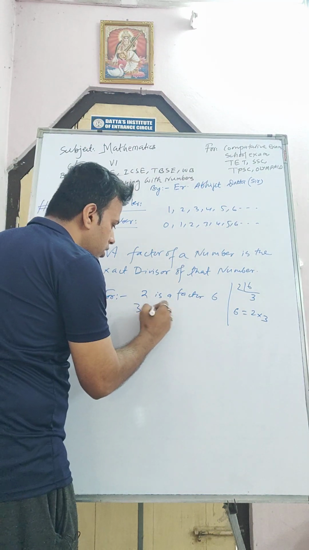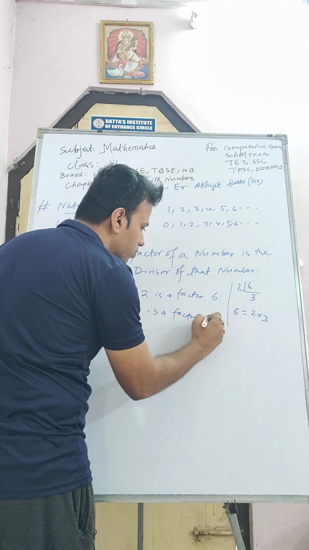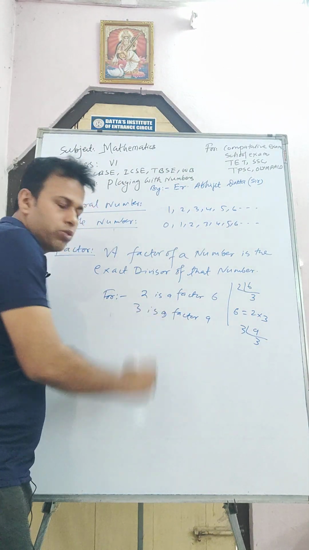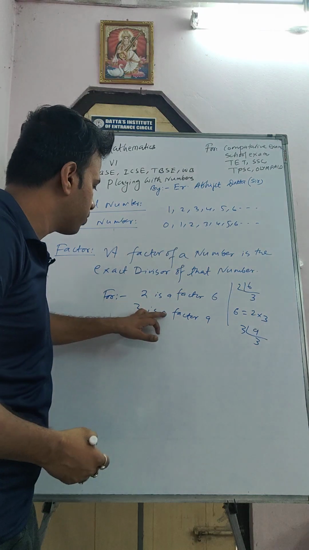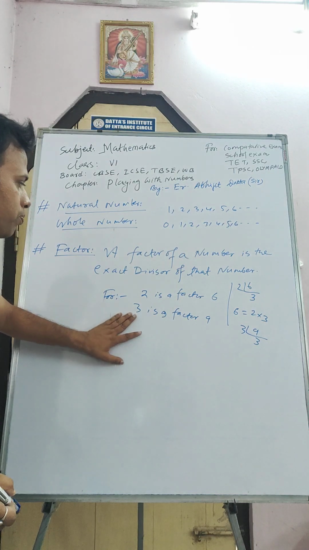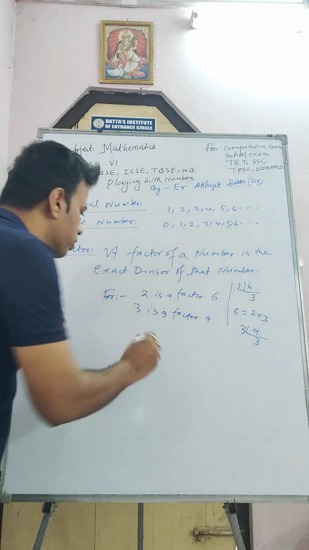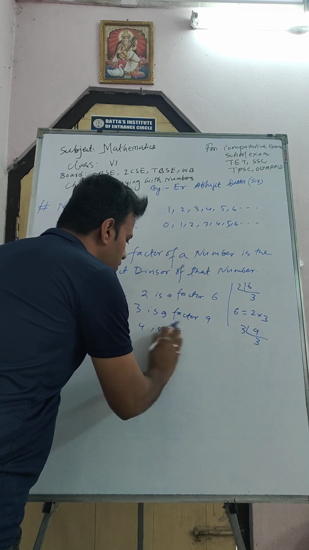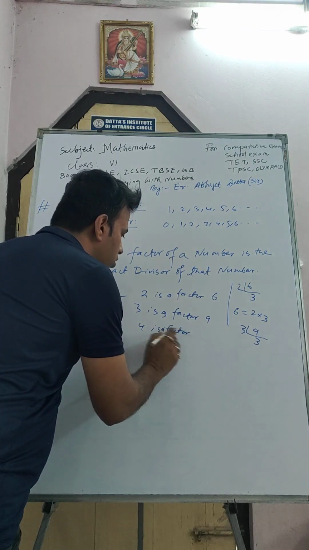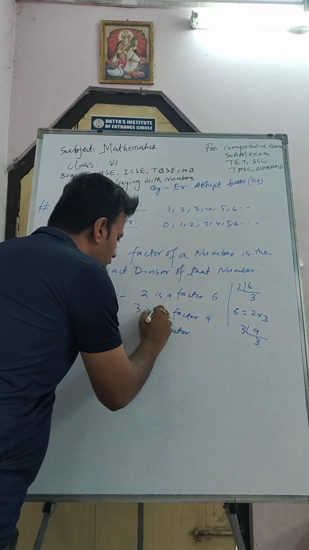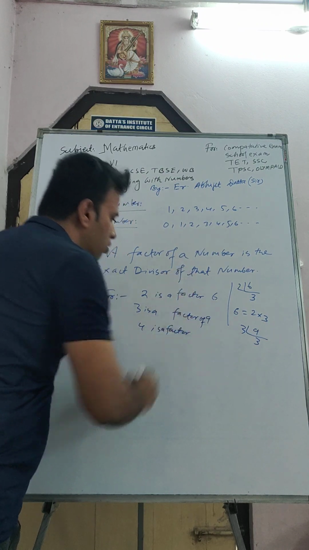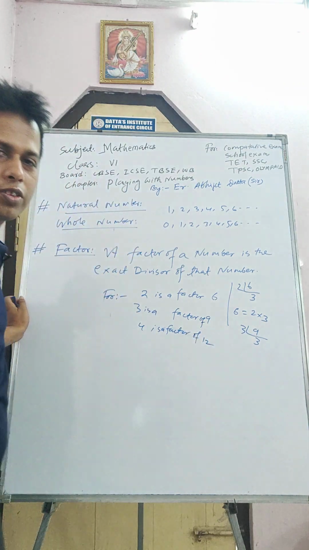And also 3 is a factor of 9. If I divide 9 by 3, we get the quotient 3, exactly divisible. So 9 is exactly divisible by 3, 6 is exactly divisible by 2, and we can say 4 is a factor of 12.